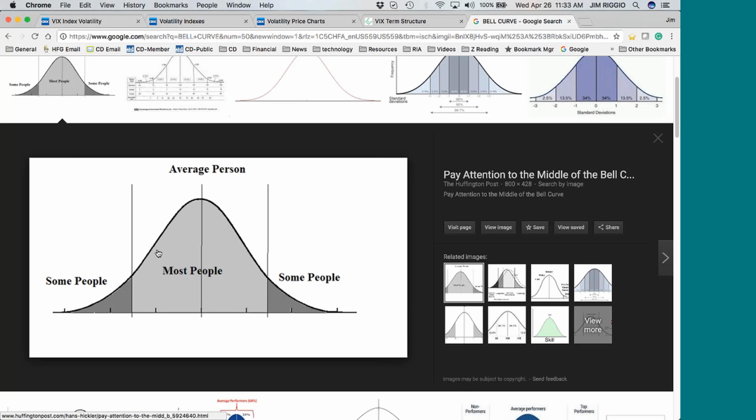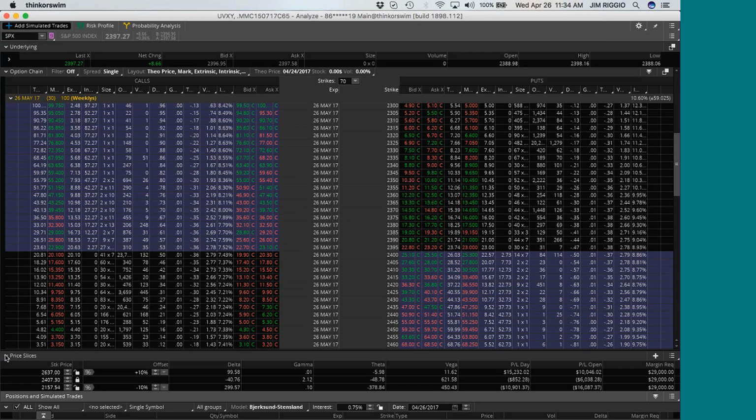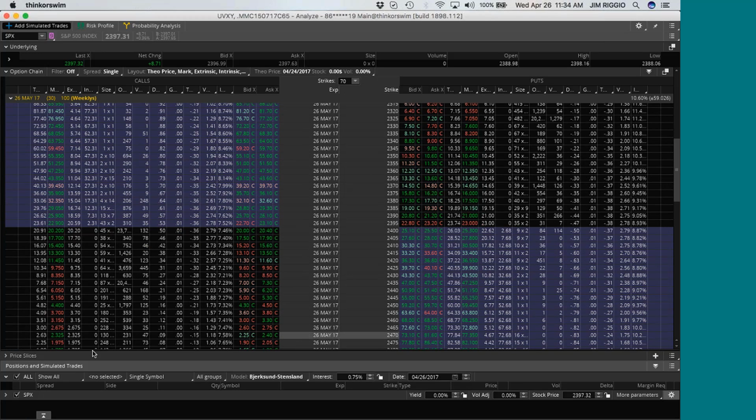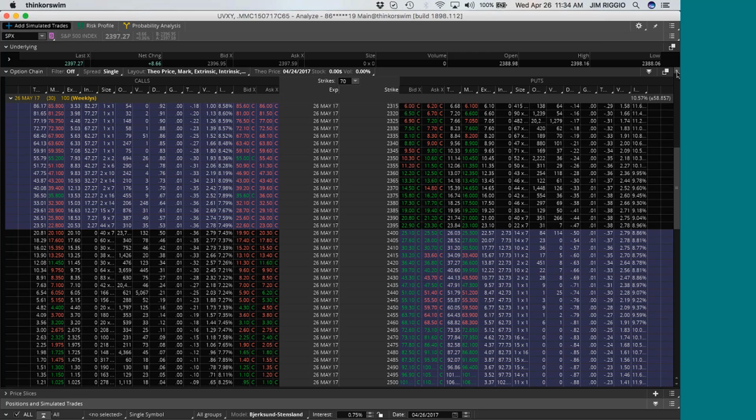And so if I take a look at how you represent that in the market, what ends up happening is the pricing for options. Let's take a look at what the price is 100 points above and 100 points below the money. So we're going to look at this very simply. Let me make this as big as I can here. We're going to look at the 2,300, the 2,400, and the 2,500.